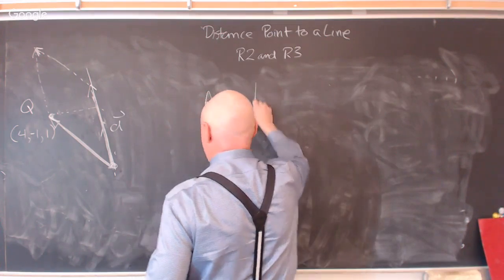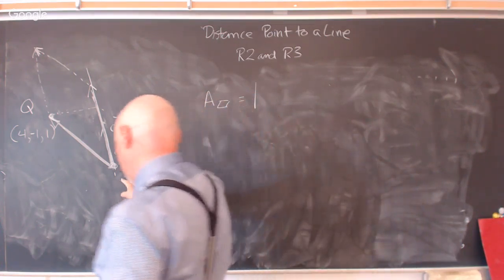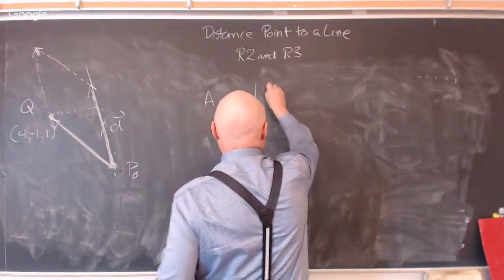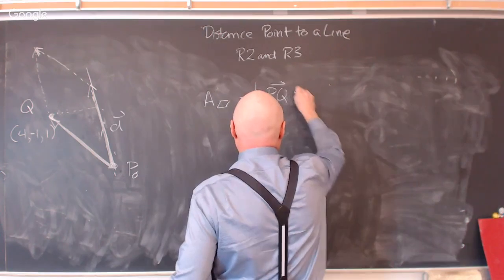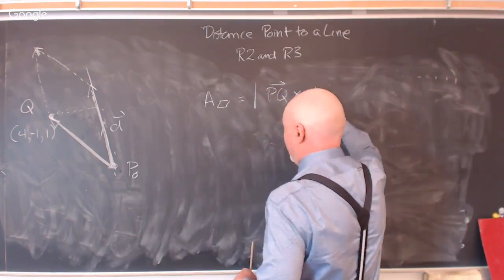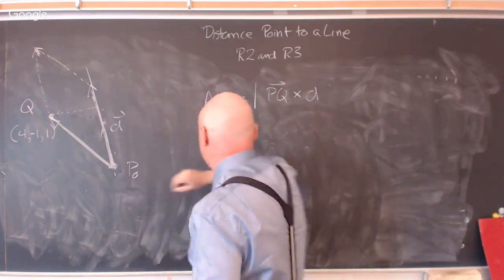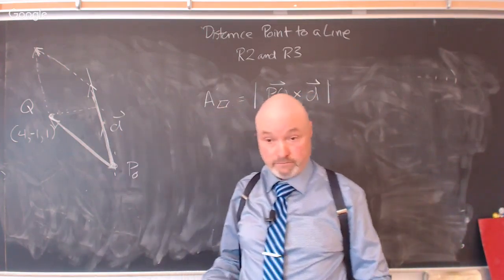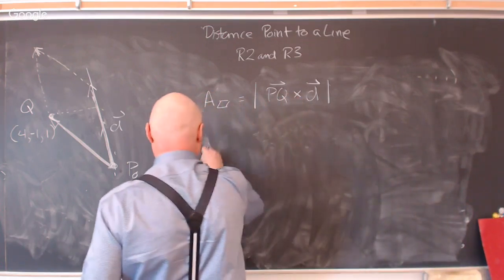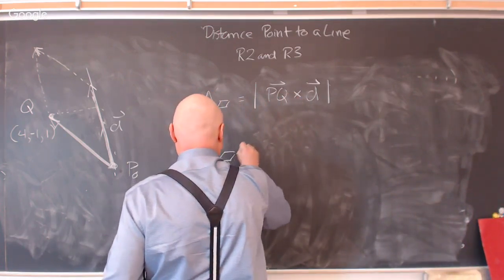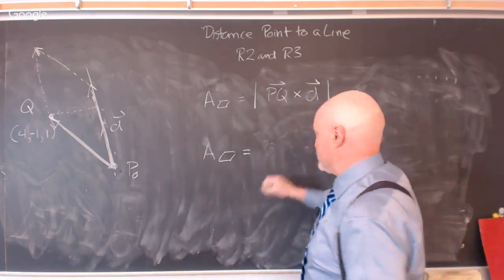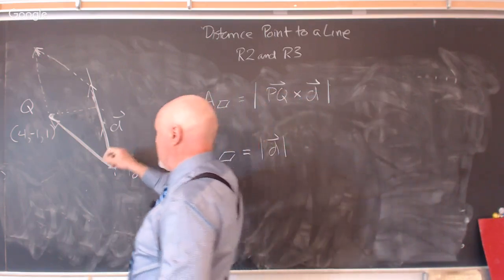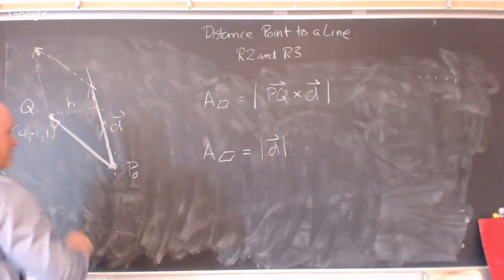Okay, so the area of the parallelogram is two things. Here's our point P naught out here. So it is the cross product of PQ and the direction vector along here. That's the area of the parallelogram. Also, the area of the parallelogram can be expressed as the magnitude of the direction vector, in other words the base, times this height.